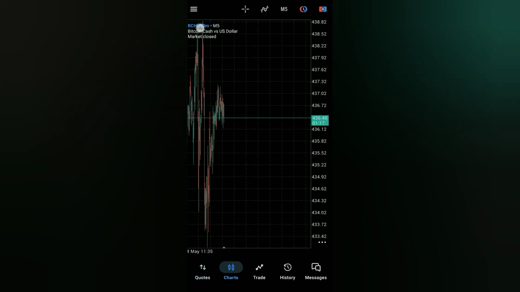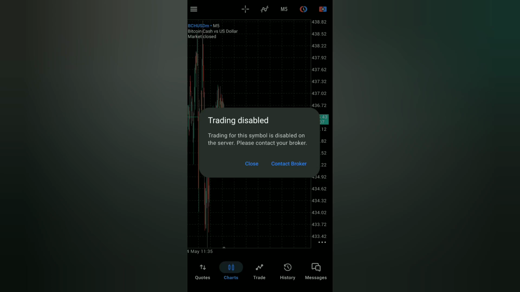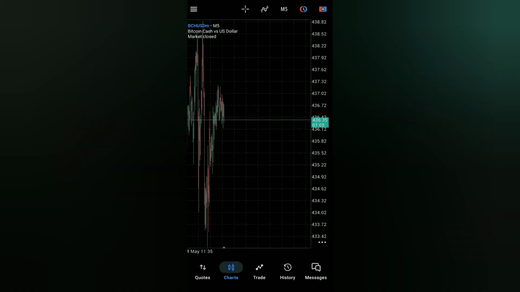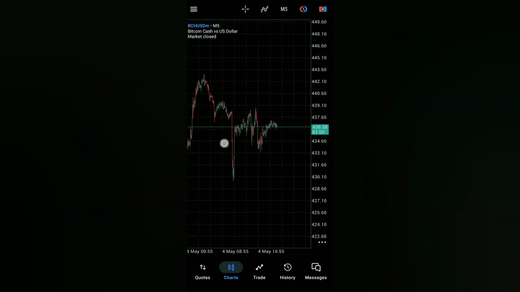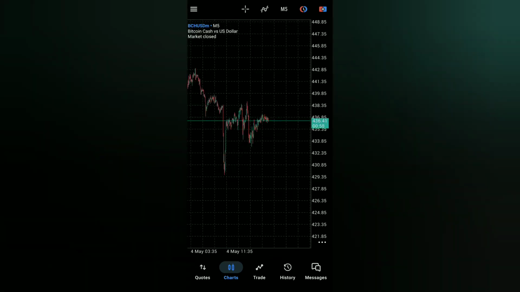Right? So you need to change this thing here. But now we have only one pair here, so we cannot change it. And we cannot trade. If you want to click buy, it says contact broker. So you cannot trade this pair. You cannot trade these pairs on this MetaTrader 5 now with Essence. So what we're going to do, we need to choose our pairs.